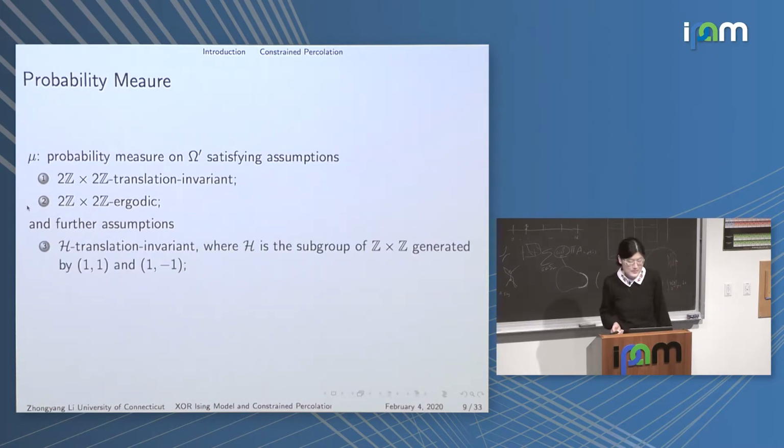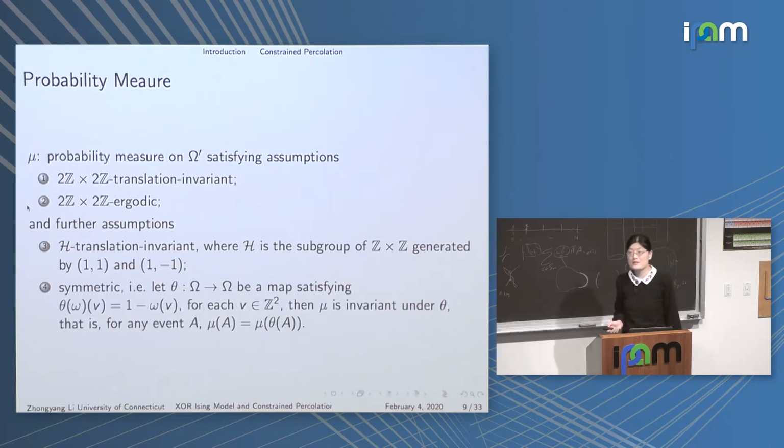And we also have further assumptions. So for example, the strong translation invariance: if we have a subgroup H of Z cross Z generated by (1,1) and (1,-1), then 2Z cross 2Z is a subgroup of this H. So this is actually a stronger translation invariance assumption. Basically, if this probability measure is H translation invariant, then it must be 2Z cross 2Z translation invariant. And also we assume this measure is symmetric under interchanging of state 0 and state 1. Okay, so those are all the assumptions.